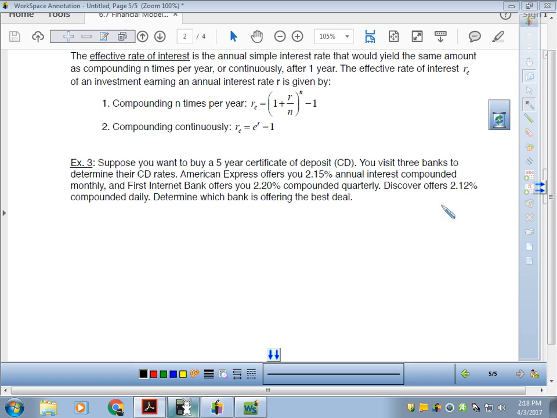Now, how do we calculate this effective interest rate? Well, if you're compounding n times per year, the effective interest rate, R sub e, is equal to 1 plus r over n, raised to the nth power, minus 1. If you're compounding continuously, then your effective interest rate is R sub e equals e raised to the r, minus 1.